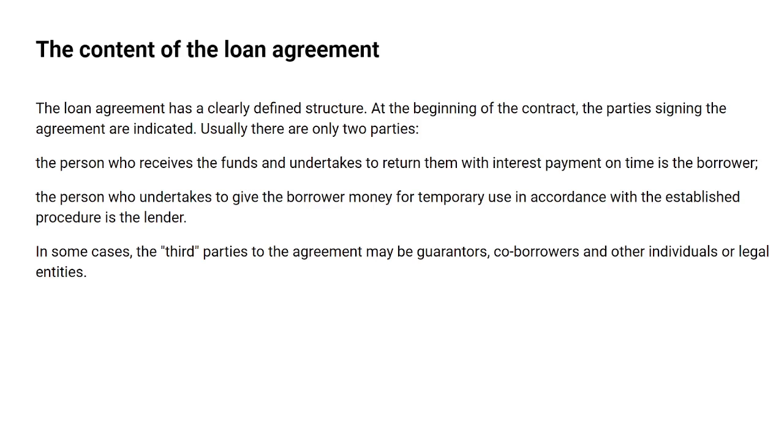At the beginning of the contract, the parties signing the agreement are indicated. Usually, there are only two parties. The person who receives the funds and undertakes to return them with interest payment on time is the borrower. The person who undertakes to give the borrower money for temporary use in accordance with the established procedure is the lender. In some cases, the third parties to the agreement may be guarantors, co-borrowers, and other individuals or legal entities.